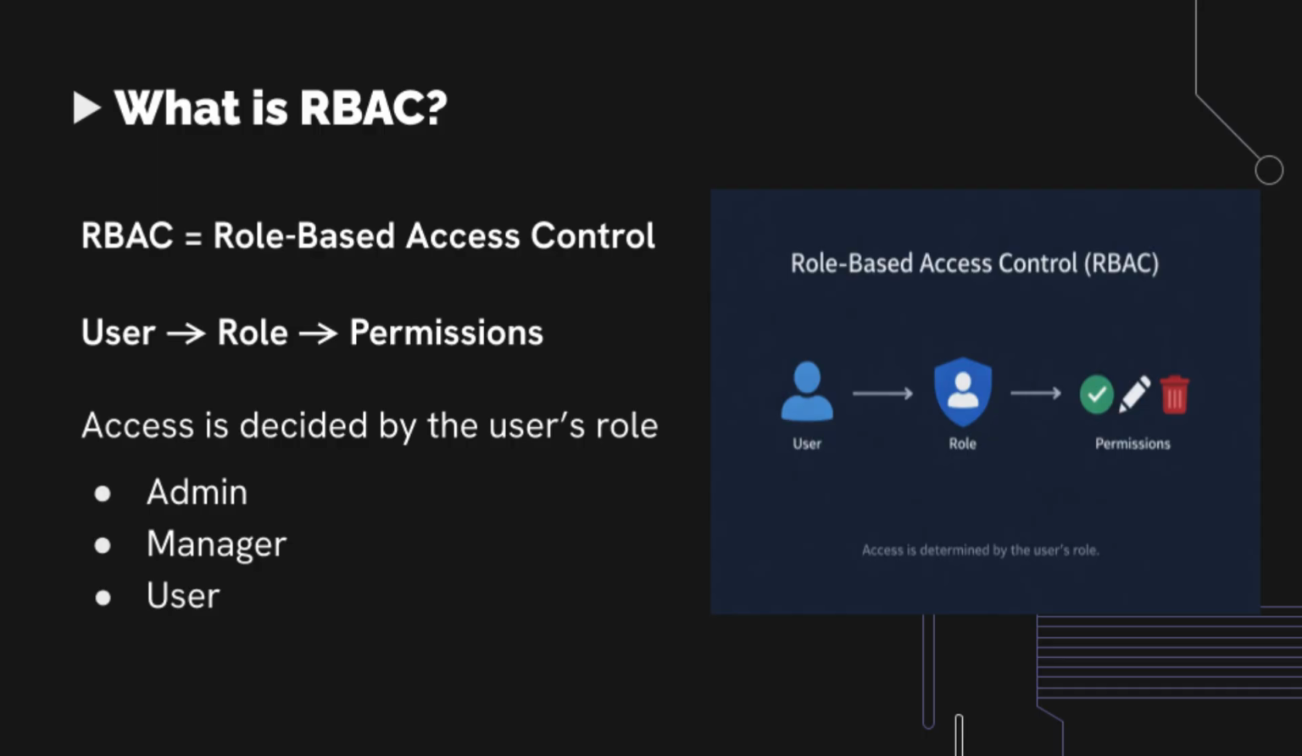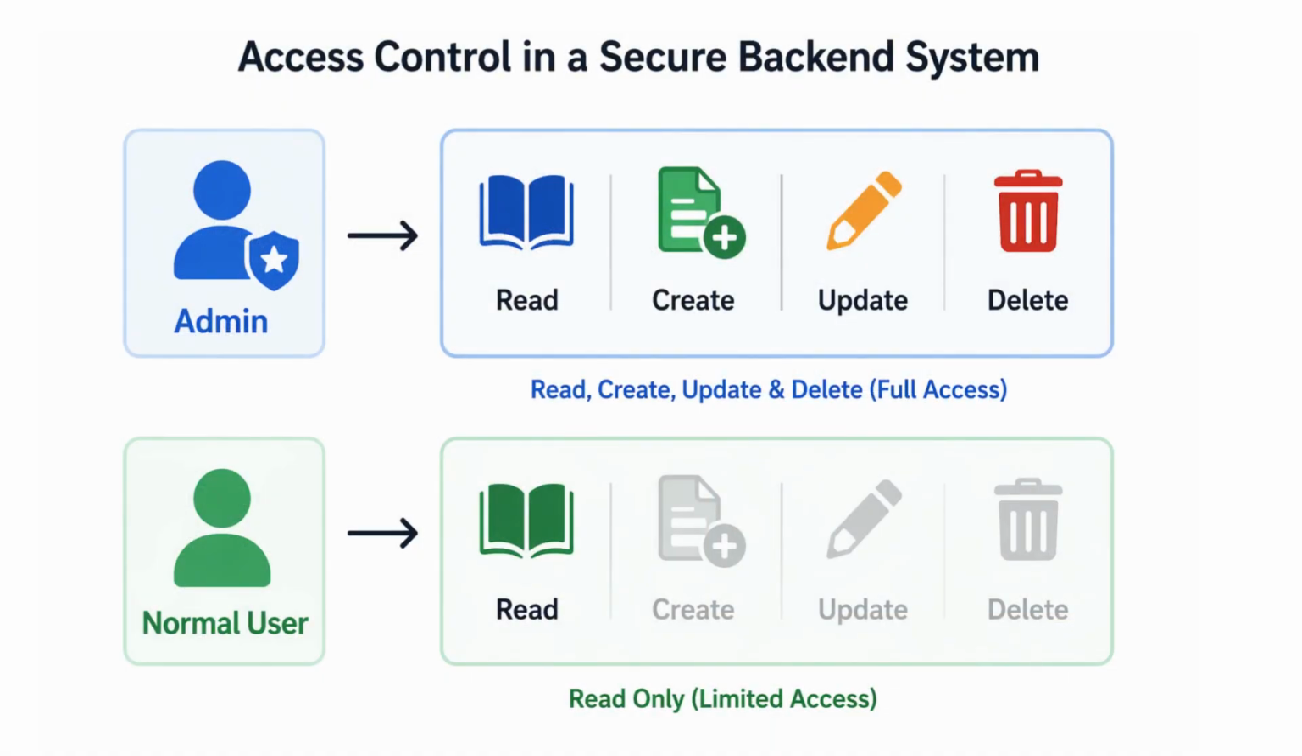So the flow is very simple. A user gets a role, and that role has a set of permissions. For example, an admin role might be allowed to create or delete users, while a normal user might only be allowed to view their own data.